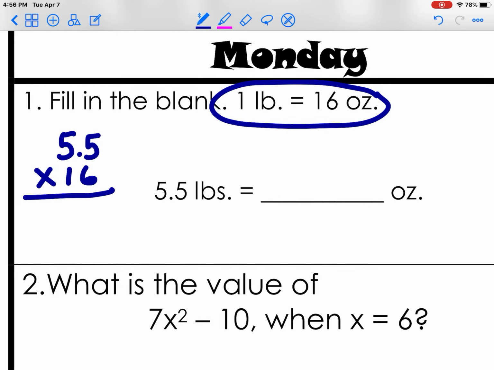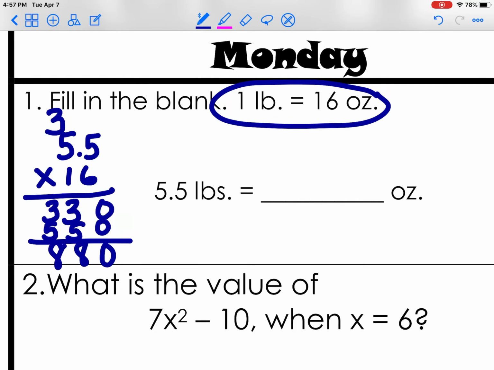All right? So 6 times 5 is 30. 6 times 5 is, well, surprisingly, still 30. And 30 plus 3 is 33. Don't forget your 0 placeholder there on the bottom. 1 times 5 is 5. 1 times 5 is still 5. Add those all up. You get 0. You get 8. Don't forget there's 1 decimal place in your problem, so 1 decimal place in your answer. 5.5 pounds equals 88 ounces.